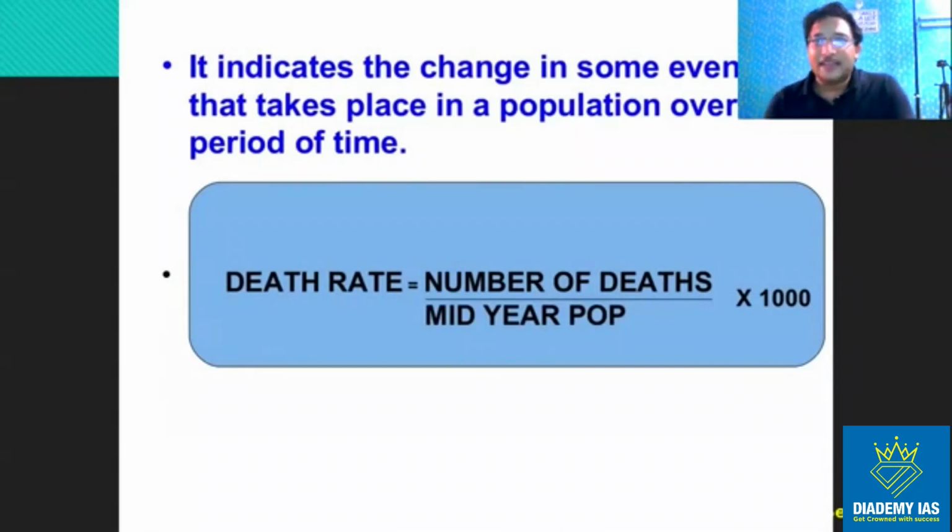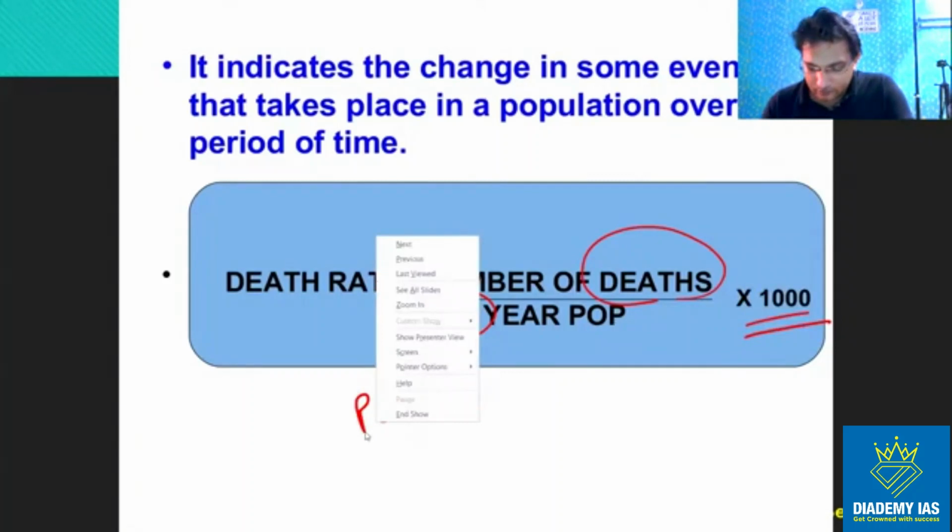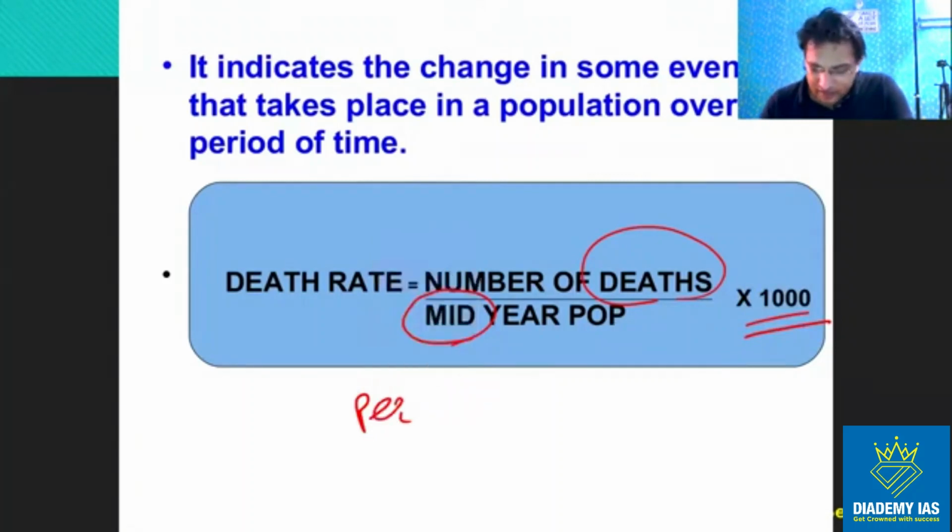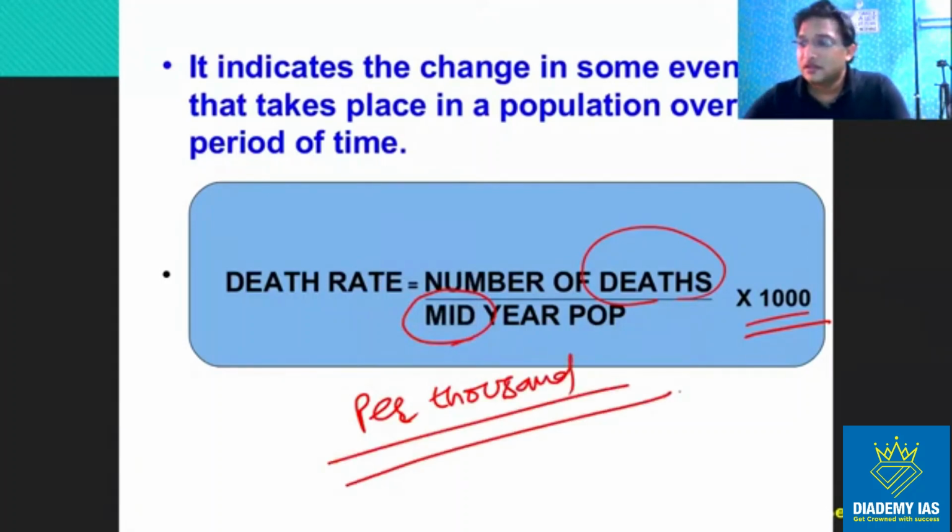Then the next concept is death rate. It indicates the number of deaths divided by the mid-year population multiplied by 1000, right? So all these figures are per 1000. That means if I say the birth rate is 17, that means 17 per 1000. If I say the death rate is 10, that means 10 people are dying per 1000 in a particular year.